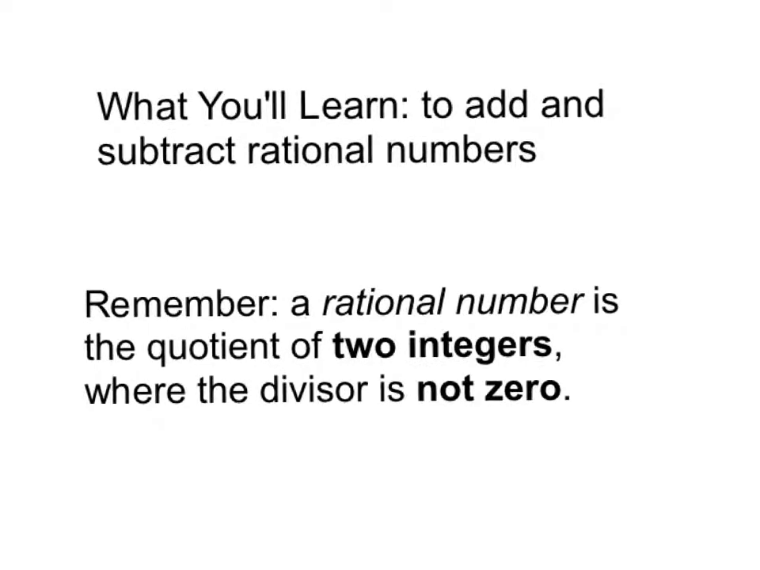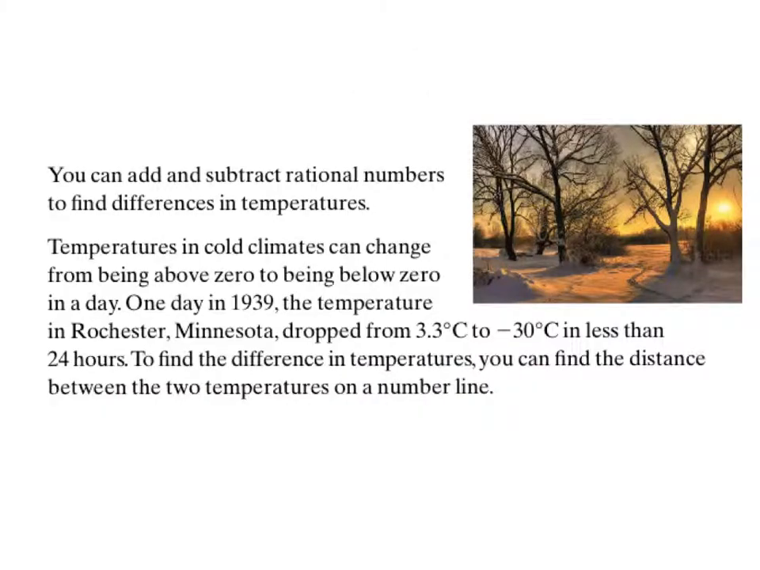What you'll learn in this video is to add and subtract rational numbers. And remember, a rational number is the quotient of two integers where the divisor is not 0. There are no terms in this video.